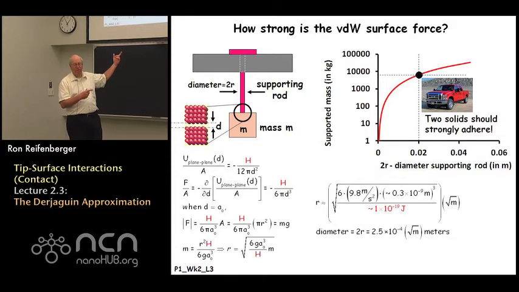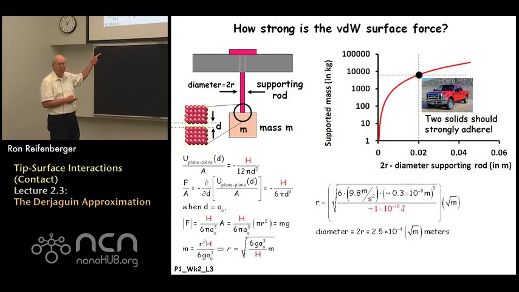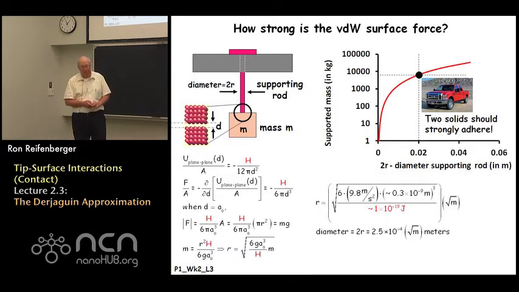But the surfaces tend to be rough. There tend to be oxides that form on these surfaces, contamination layers. So you never achieve this very strong van der Waals binding force if you just push one material onto another. But nonetheless, it's a very illustrative, very useful example because it does show you that these van der Waals forces can be quite strong. And that's the reason I included it in this discussion.